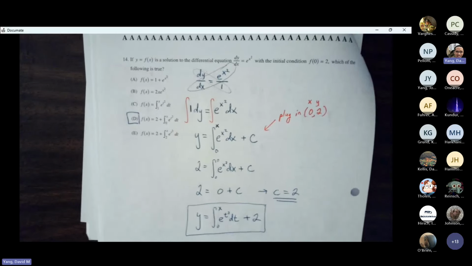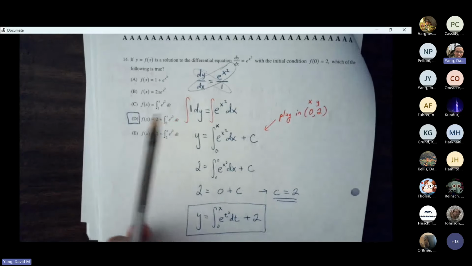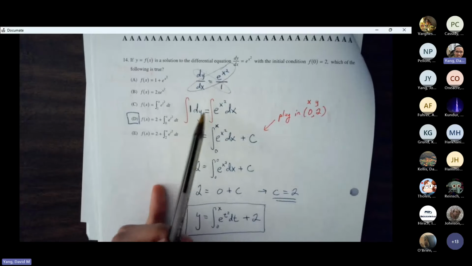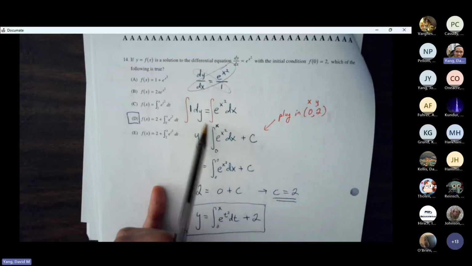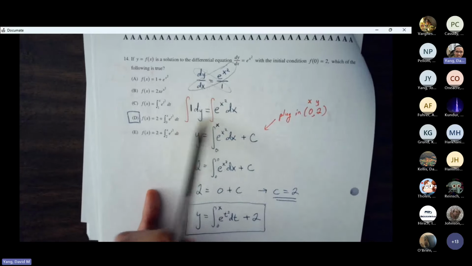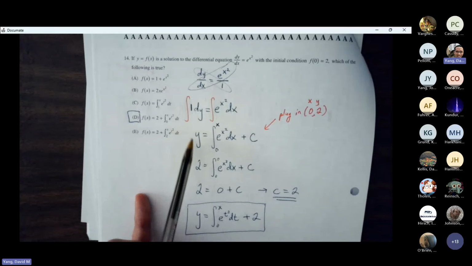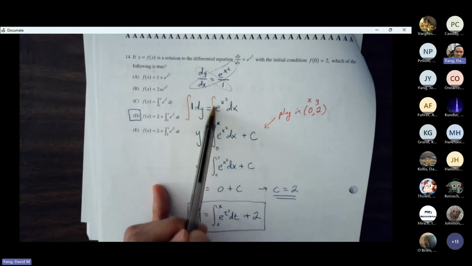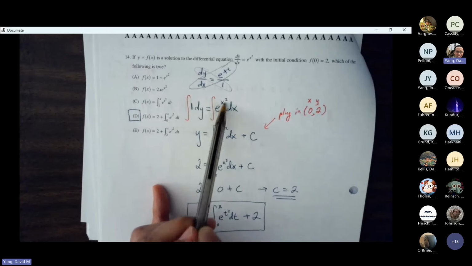Fourteen is a little bit strange. When we do integral problems or solve differential equations, it's usually pretty straightforward. This one, though, if we cross multiply here and separate our integrals, we know 1 dy becomes y. The right side here, we're not able to solve by hand, so we just leave it in this form.